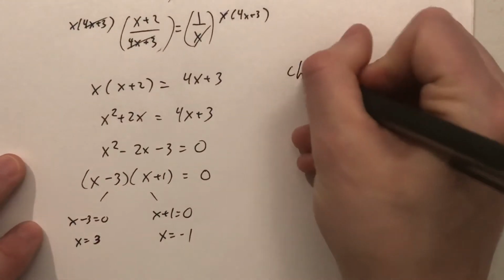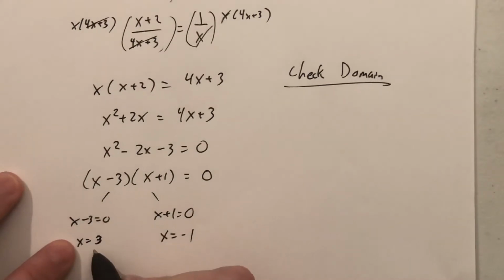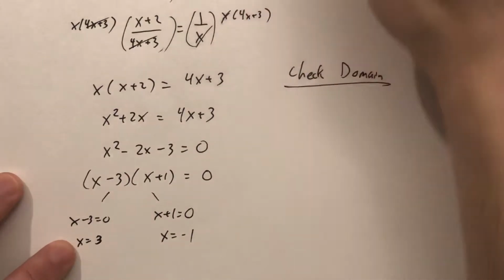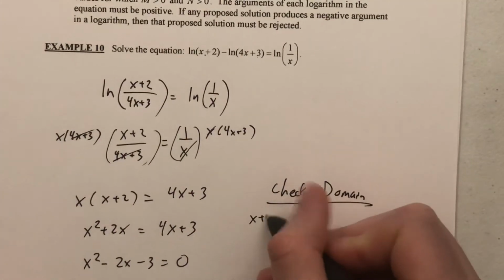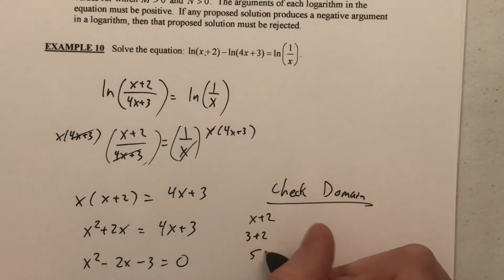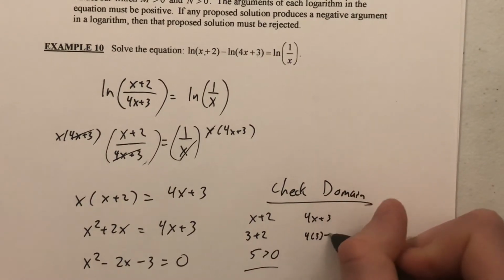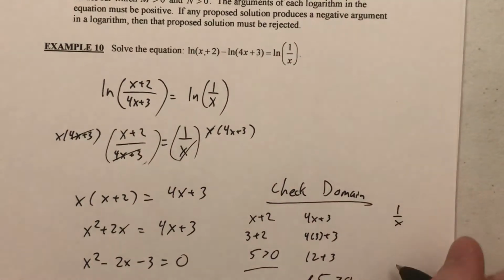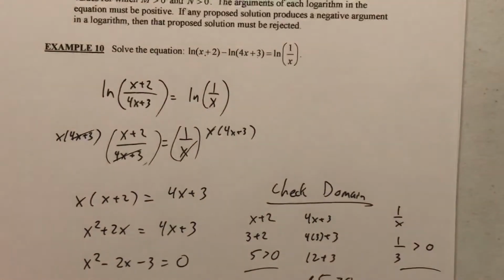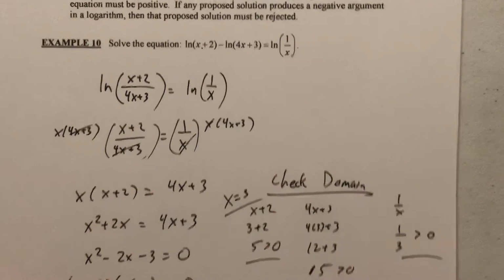Now we'll go off to the side here and check the domain. Checking the 3 inside of each one of all three of my logarithms here. So we're going to have x plus 2, which will just be 3 plus 2, 5. That's okay. 4x plus 3 would be 4 times 3 plus 3. So 12 plus 3, so 15. That's okay. And then the other one, 1 over x, so 1 over 3. So that's okay. So 3 plugged in, all those work. That's checking x equals 3.